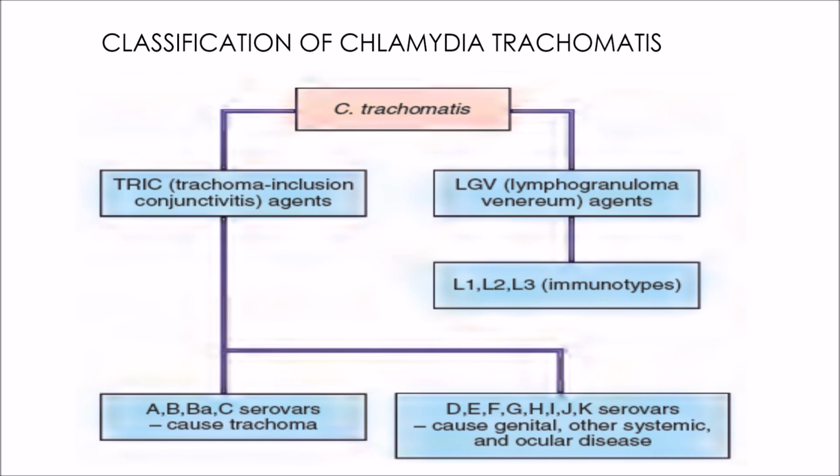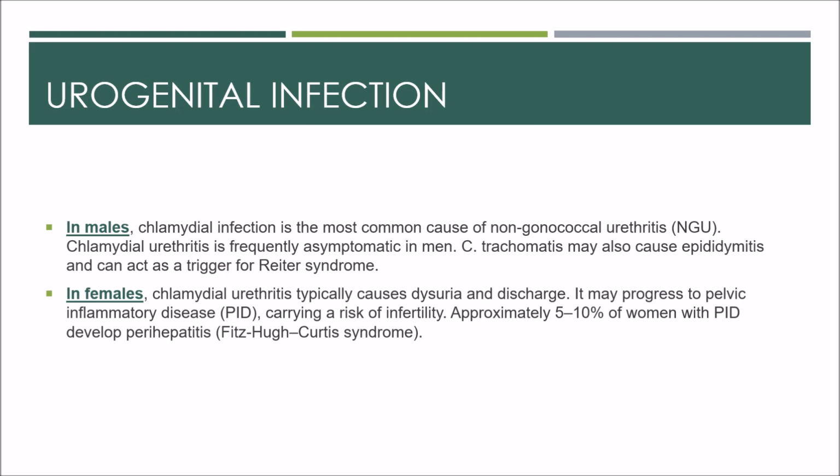While the variant L, with further subtypes like L1, 2, and 3, causes lymphogranuloma venereum, that is out of our scope and we are not going to discuss that. So in discussing this, we have to discuss the urogenital infection, which presents differently in males and females.